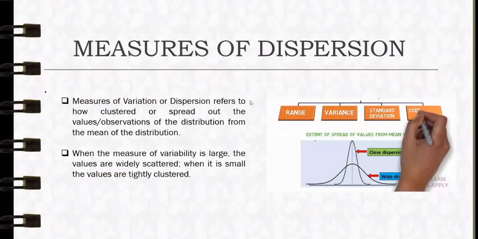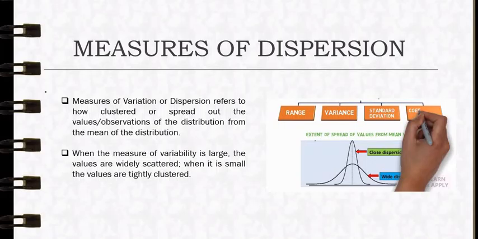So what are the different measures of dispersion? Again, when I say measures of dispersion or variation, it refers to how clustered or spread out the values or observations of the distribution are from the mean, with reference to the mean. We have three: range, variance, and standard deviation.